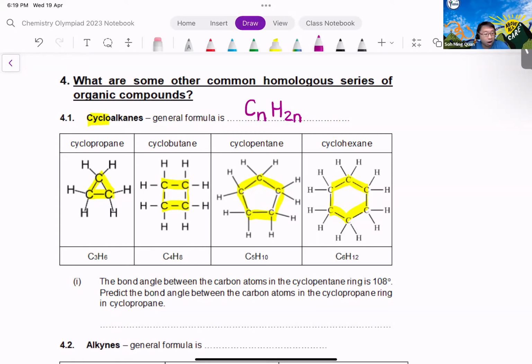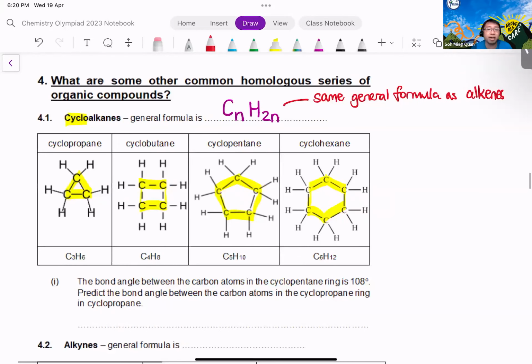Then you'll be like, oh, wow. Isn't this the same general formula as alkenes? Alkene, the one with the double bond, is also CnH2n. So does it mean that cycloalkanes are alkenes? They're not, clearly. Cycloalkanes are not alkenes. They are, however, isomers of alkenes.